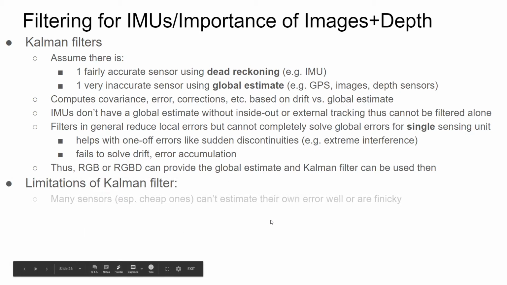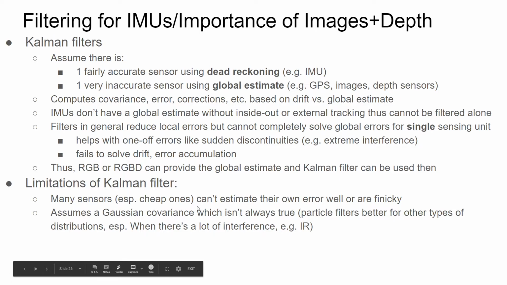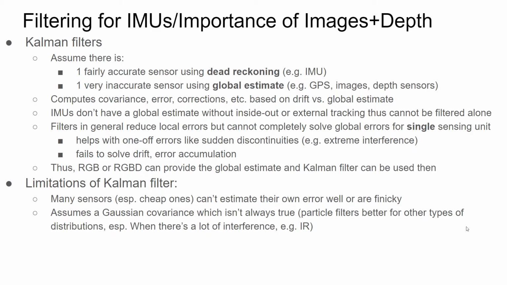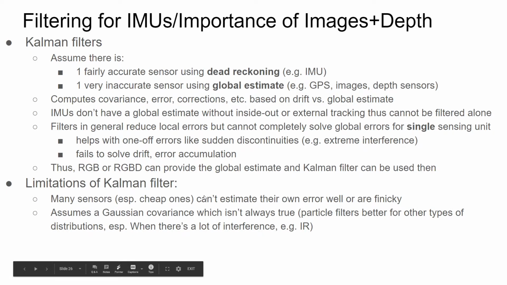Some limitations of this particular filter: if you have sensors that can't really estimate their own error, or they're really finicky, like really cheap sensors have this problem, then it won't really work that well. The Kalman filter in particular assumes a Gaussian covariance, which in many cases isn't true. There's this other similar filter called the particle filter, which is good for this kind of situation. I don't know that much about particle filters, but I think they're slower and harder to compute. But anyway, if you have a lot of interference, you won't have a Gaussian covariance because there are a lot of things that could be causing error.